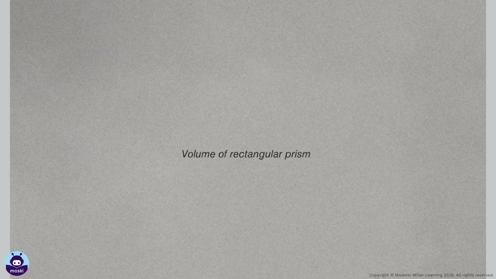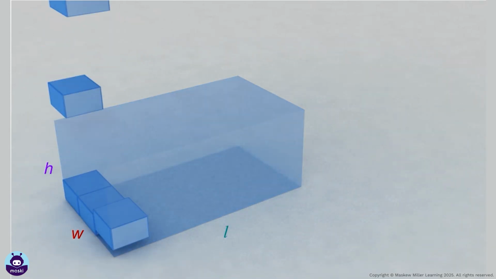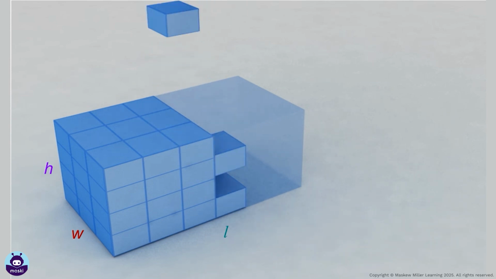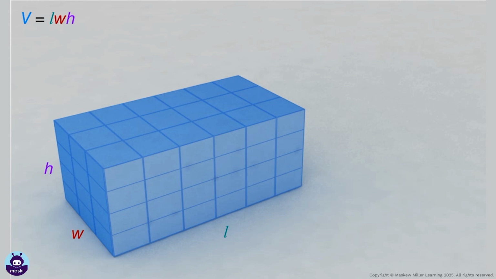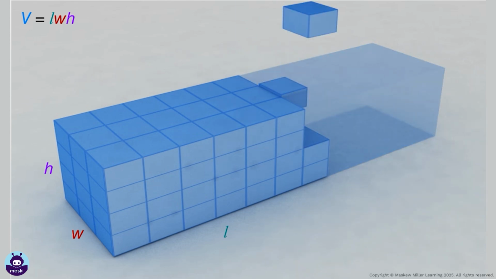Volume of a rectangular prism. Recall the volume of a rectangular prism that we calculated earlier. The volume of a rectangular prism is length times the width times the height of the prism. If we now multiply one of the dimensions by 2, let us see what happens.